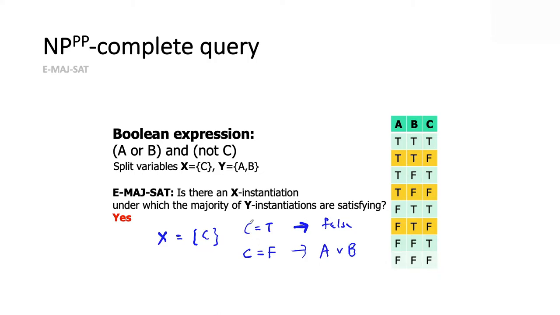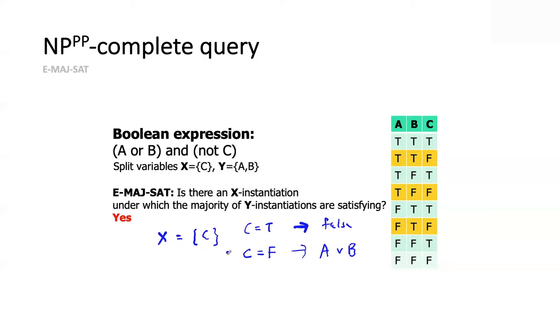So here's one instantiation for X, C true, and this is the formula I get. So now I have to ask, do the majority of instantiations satisfy this formula? No. What about this guy? When I set C to false, then the formula becomes this. Do the majority of instantiations satisfy this? And the answer is yes.